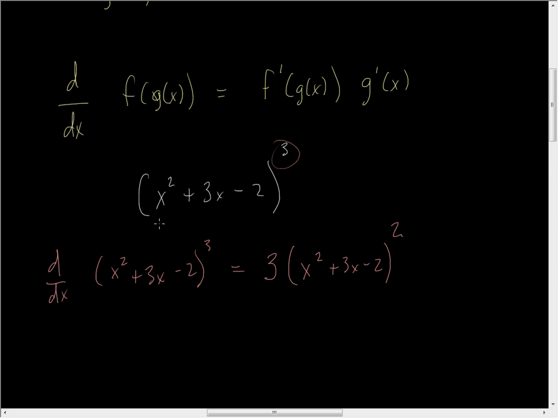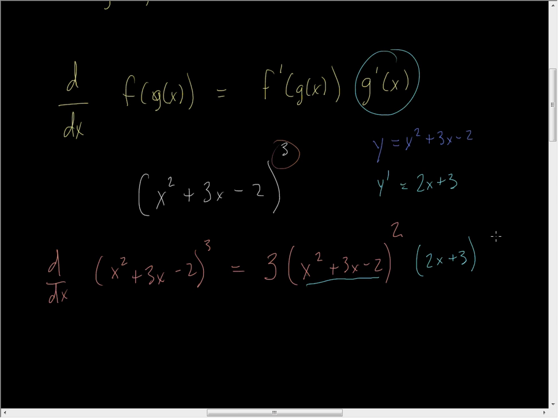And so if you really want to think about this, the inside stuff is y. For good measure, let's write that down: y is equal to x squared plus 3x minus 2. Now, according to the chain rule, we have to take the derivative of the inside thing and multiply that. The derivative of x squared plus 3x minus 2 is equal to 2x plus 3. Wait a minute. If we take the derivative of y, we've got 2x plus 3. So that's really just y prime.